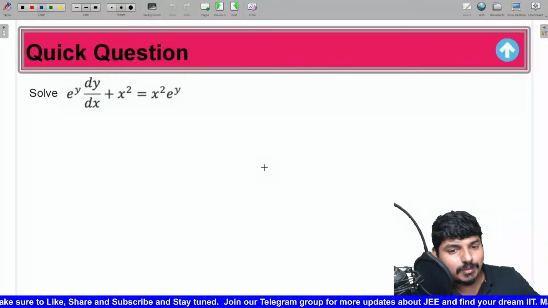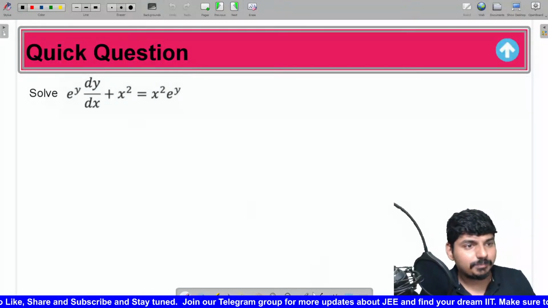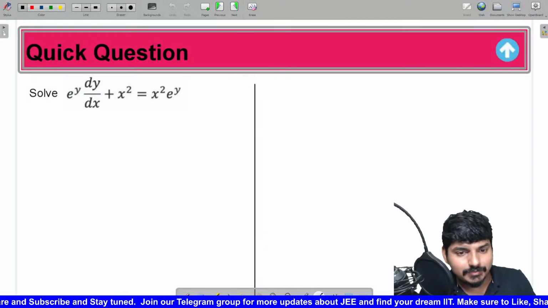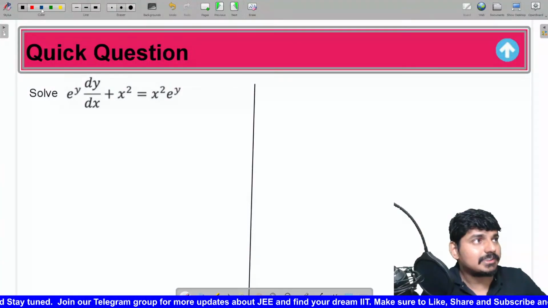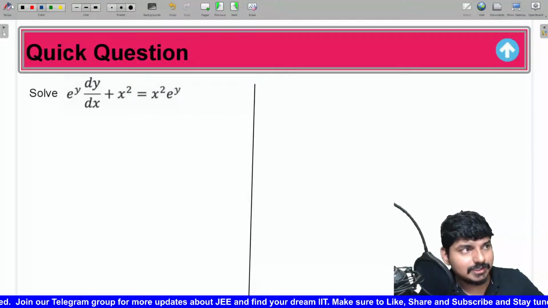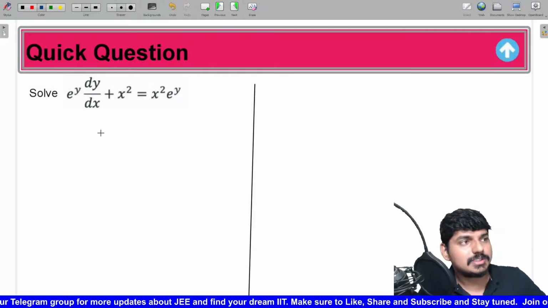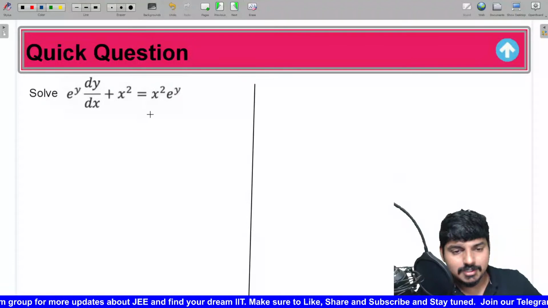So you see this question, everyone, what was given for you? e raised to y into dy by dx plus x square is equal to x square into e raised to y. So in this case, we need to figure out what is the solution of this differential equation going to be.